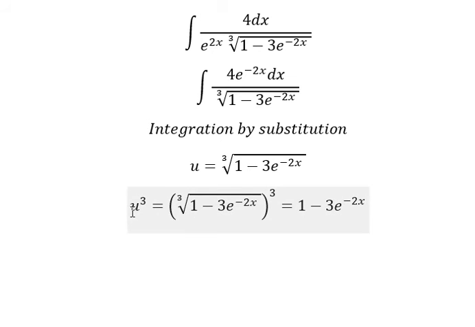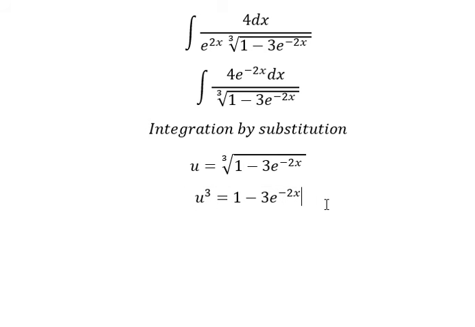Now we need to first do the derivative of this one. So we will have 3u to the power of 2 du. First the derivative of u to the power of 3, we will have number 3 in here. The power 3 minus 1, you got number 2.